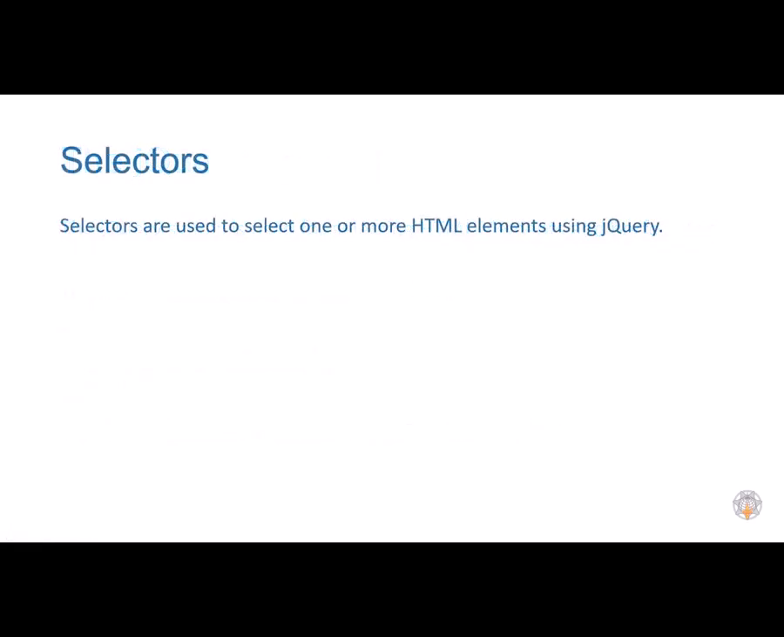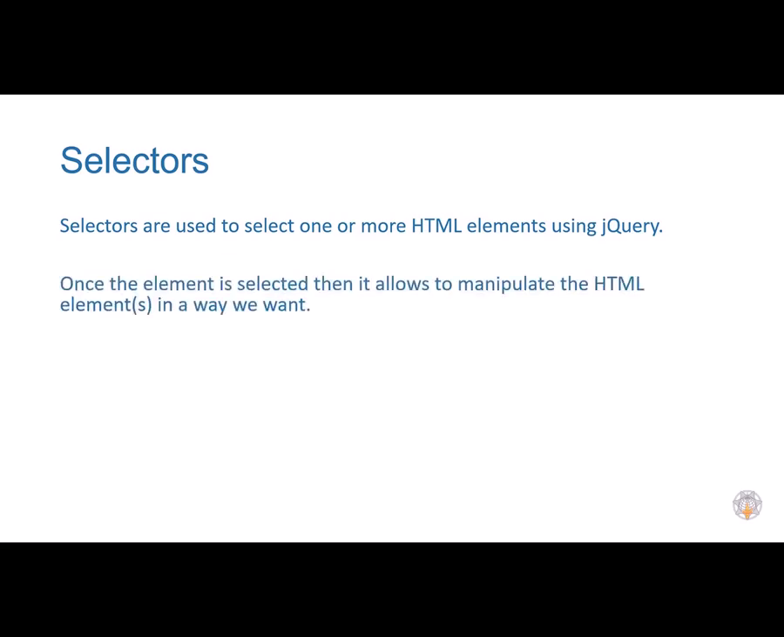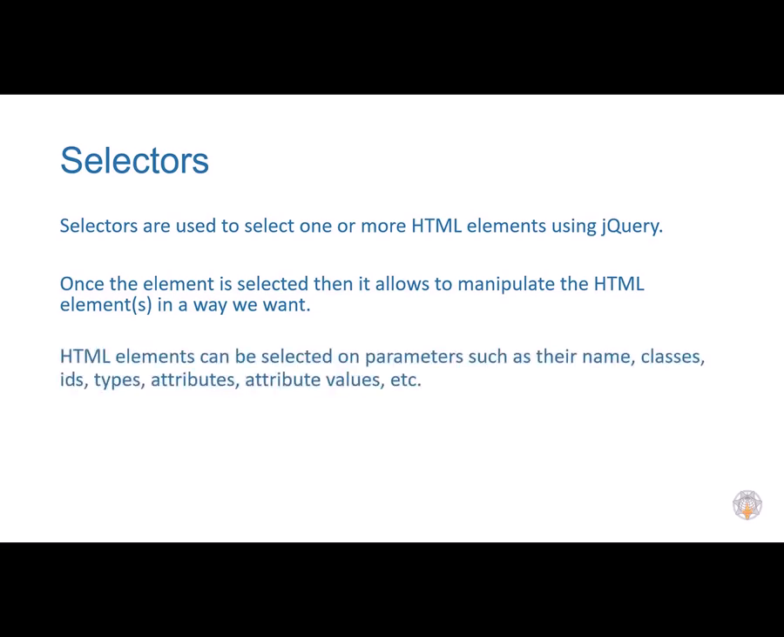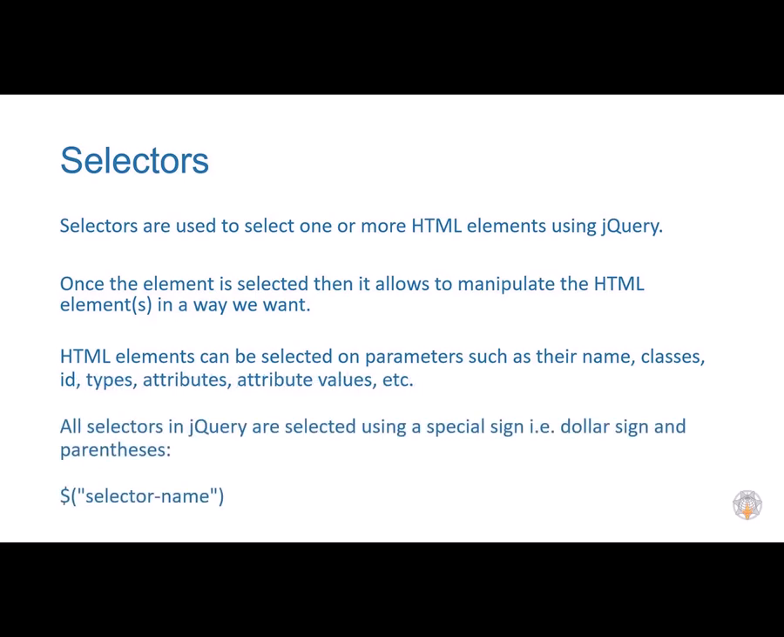Selectors are used to select one or more HTML elements using jQuery. Once the element is selected, it allows us to manipulate the HTML element the way we want. HTML elements can be selected on parameters such as their name, classes, IDs, types, attributes, attribute values, and so on. All the selectors are selected using the special sign, that is the $ sign.